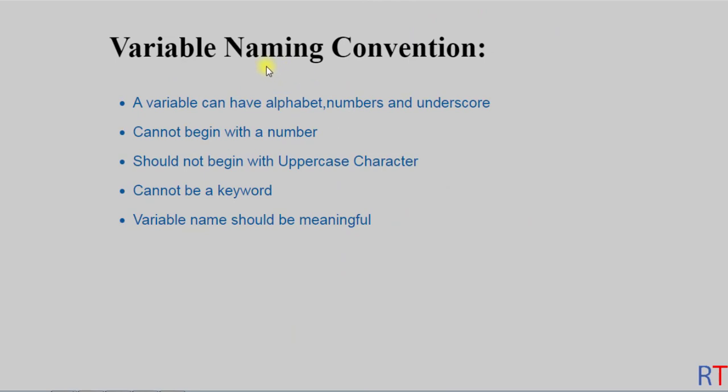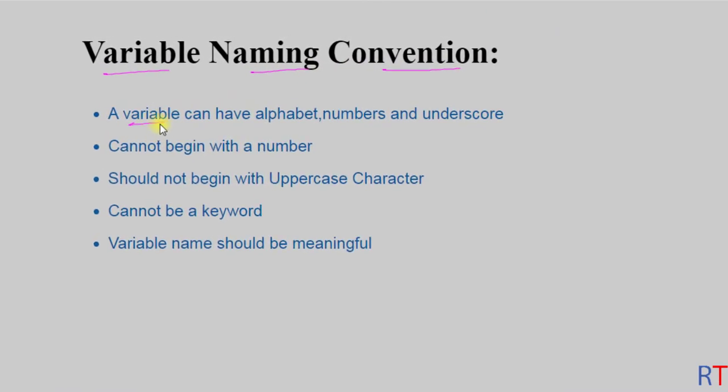Now let's talk about the naming convention of a variable. A variable name can have alphabets from A to Z. Also it can have numbers from 0 to 9. And the variable name can even have an underscore. But we cannot begin a variable name with a number. So we cannot have a variable name like 1age or 2roll.